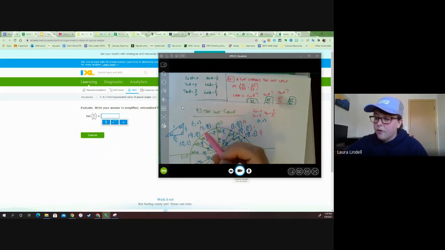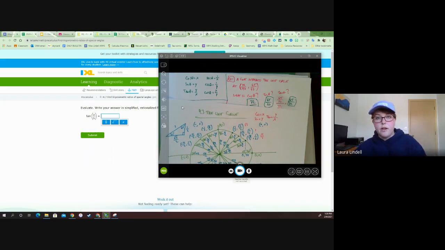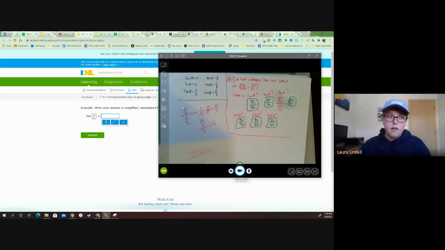The tangents over here in the second and fourth quadrants will be negative, because tangent is also related to the slope of the line, and slope is negative in these two quadrants. And then they'll be positive in these two quadrants because slope is positive here. So that's another kind of a shortcut that you can take to get tangent. Or you can just do y over x each time. Does that kind of make sense?